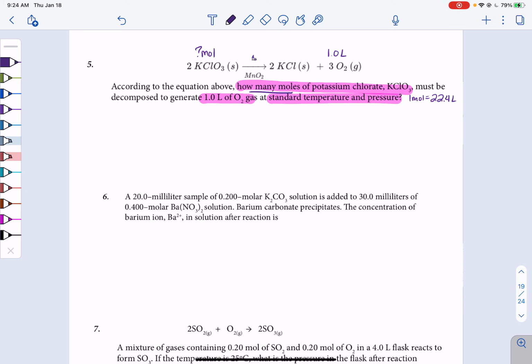So then we just want to get started with what we know. We're going to start with whatever our given is. We only have one given in this situation, so we're obviously going to start with 1.0 liters of O2. And always remember where you're trying to go. You want to go from O2 to moles of potassium chlorate. But in order to transfer through the equation from one substance to another substance, you have to be in moles. So the first step is going to be to go from liters to moles so that we can then do a mole-to-mole conversion of oxygen to potassium chlorate.